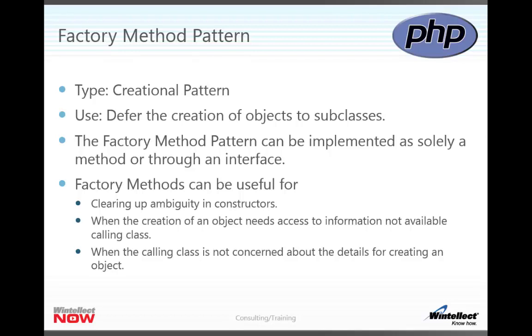And the last one might be when the calling class is not concerned about the details of creating an object. In other words, the calling class is only concerned about getting the object back. It doesn't really concern itself with, I want an object that's blue, that's 5 inches long and round. It doesn't care. It just says, get me a ball. It doesn't care anything about that ball. And then the factory method would just build a ball and return that ball object back to the calling class. So that's when you might actually use a factory method.